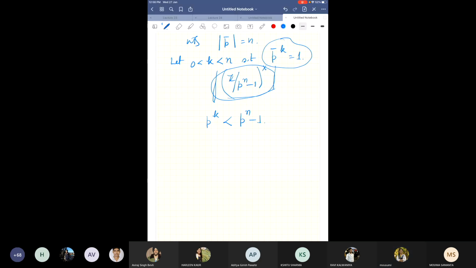Isn't it? If k is less than n, in that case, what am I getting? That p to the power k is strictly less than p to the power n minus 1, isn't it? Yes, ma'am. But in this group, is it possible that some lower power of p will... in this group, what am I having? I am having that p to the power n minus 1 is equal to 0, isn't it?